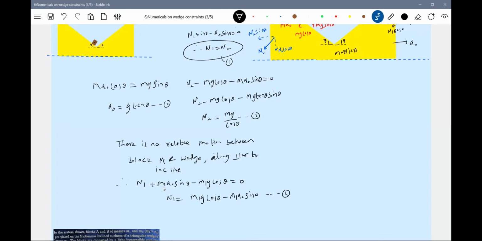So what should be the mass of the block? Should be equal to small m. This small m, the mass of M2, should be less than or equal to M1 cos theta, cos 2 theta. Solve it, you'll get this answer. How do we get it? By solving 1, 2, 3, 4.